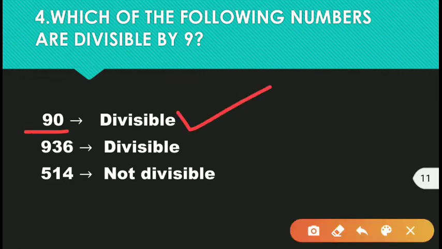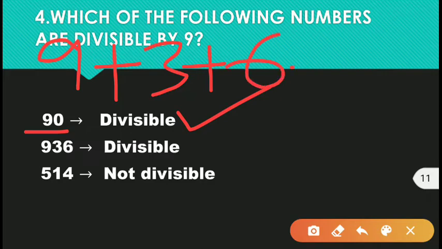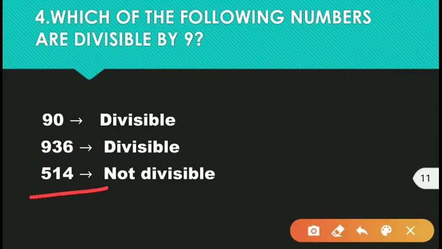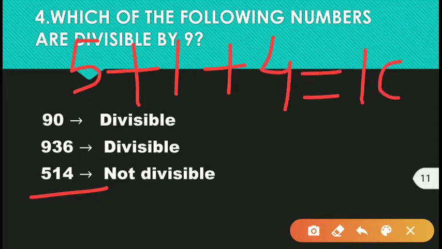Next is 936. Do the sum of the digits. 9 plus 3 plus 6. This will give you 18. And 18 is completely divisible by 9. Therefore, you can say 936 will also be completely divisible by 9. 514. 5 plus 1 plus 4. This will give you 10. And 10 is not divisible by 9. Therefore, you can say 514 is not divisible by 9.